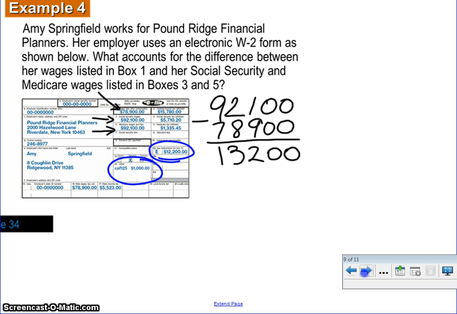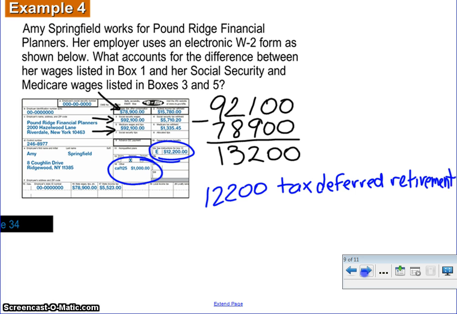When you look at the box in 12, $12,200 is a tax-deferred retirement account. What that means is she's not paying taxes on that. Tax-deferred means she's putting off the taxes to pay later. And because she's not paying taxes on that amount, it is deducted from her taxable income.